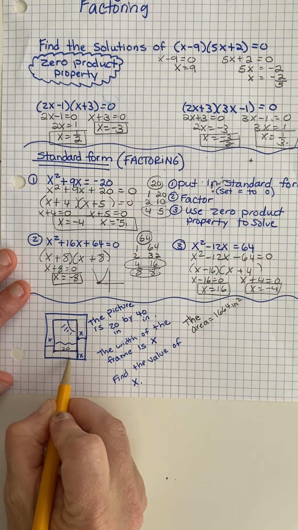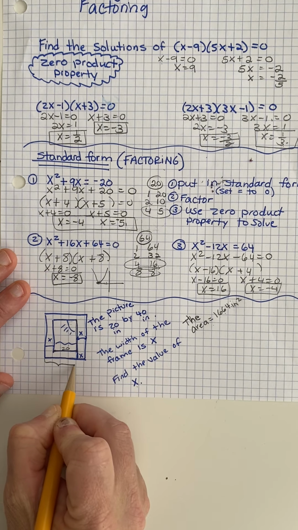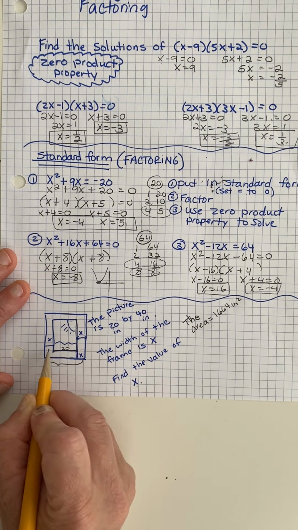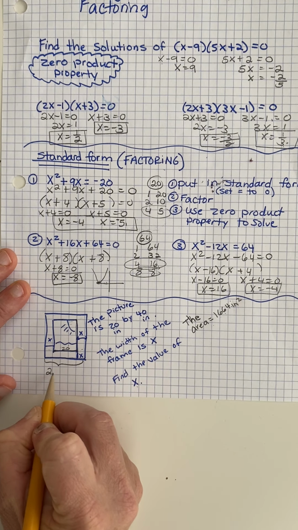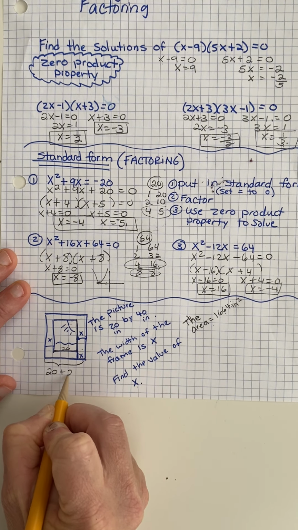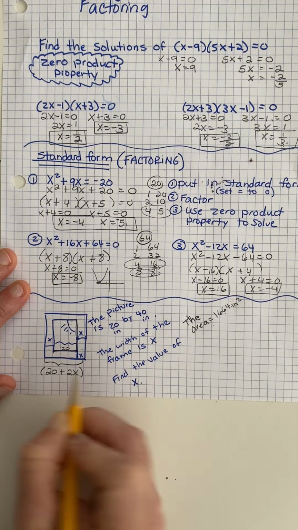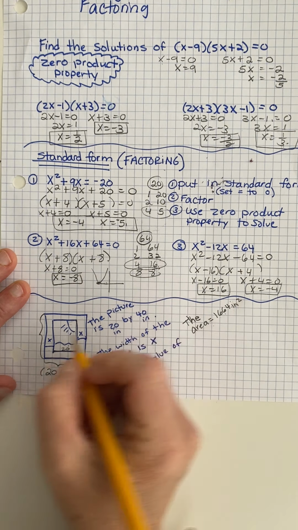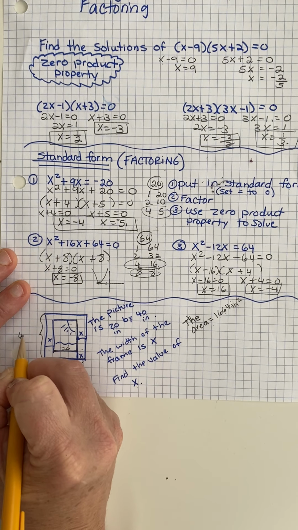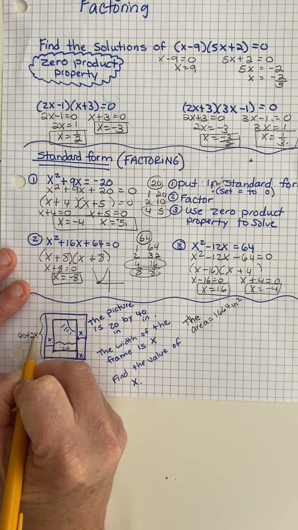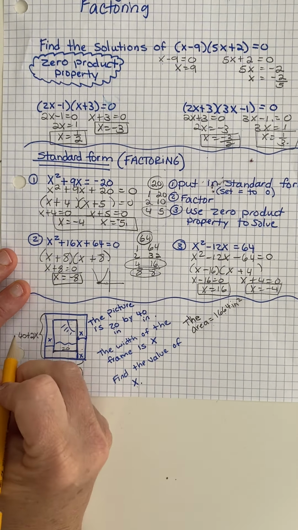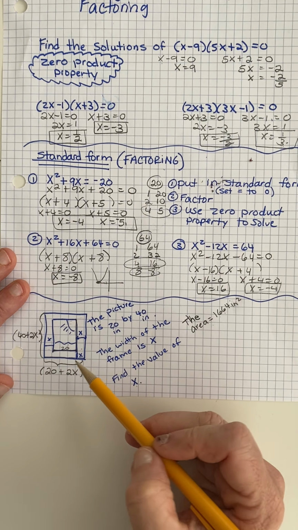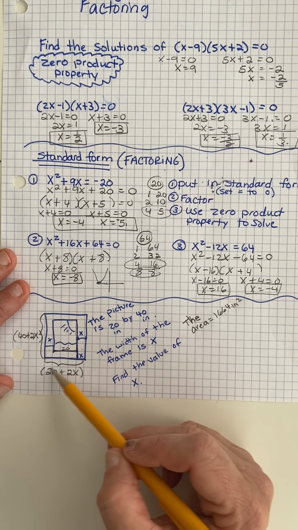Basically, I'm going to look here, and this side length is going to be 20 plus 2 x's, an x on either side. Okay, so I have 20 plus 2x. Okay, this side length is going to be 40 plus 2x. Okay. So I know to get the area, I'm multiplying this times this.